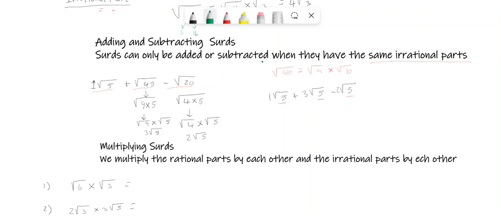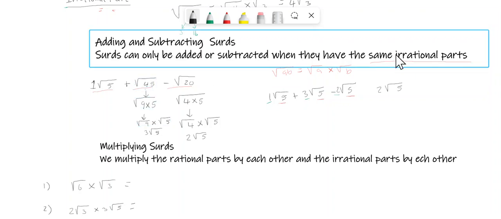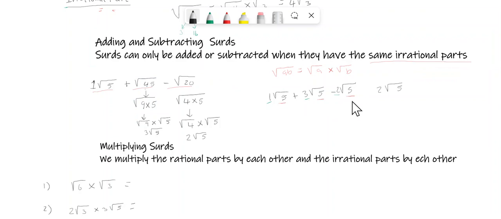And then what we can do is add up the rational parts, which is this number and this number. So it's going to be equal to 1 plus 3, which is 4, minus 2, which is equal to 2. So it's going to be 2 times the square root of 5. Okay, so that is adding and subtracting surds. You have to change them into a form so that they have the same irrational parts, just like what we've done here.